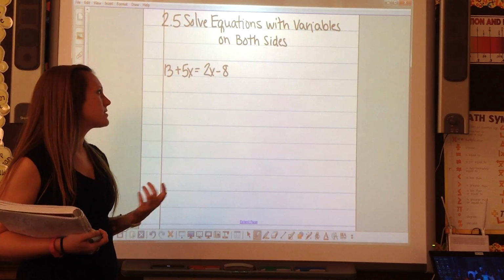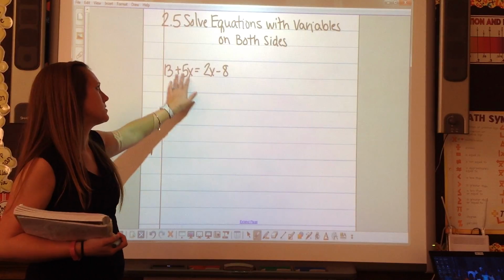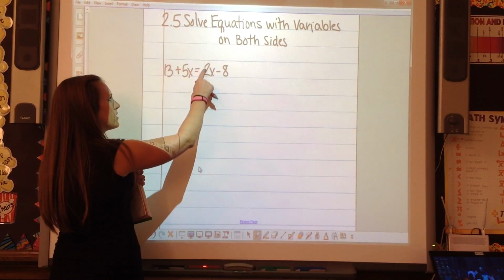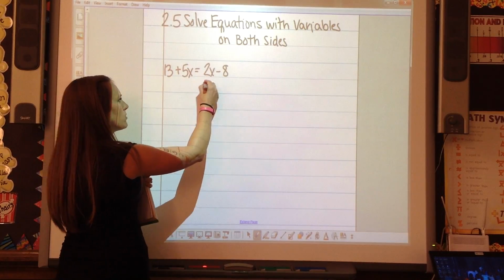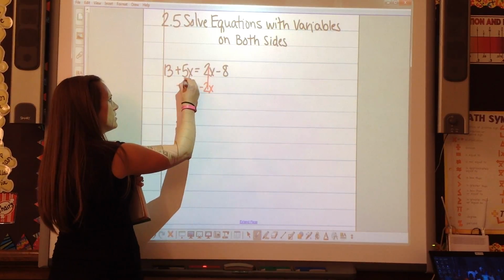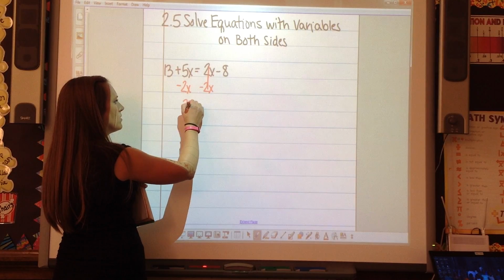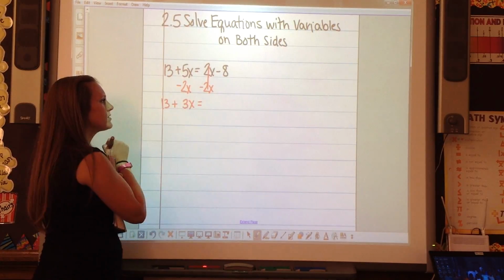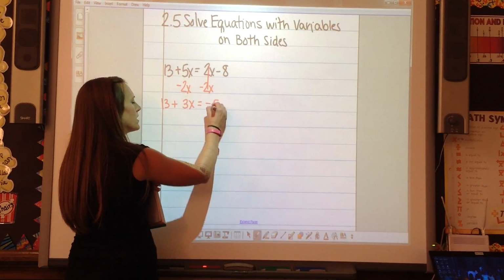I like to keep things positive, so I'm going to move this variable to this side. Now I am moving it to the opposite side, so I am going to do the opposite. Look in front, it's positive, so I'm going to subtract. Over here I have 13, this is a positive 3x. And on the left side, I have a negative 8.